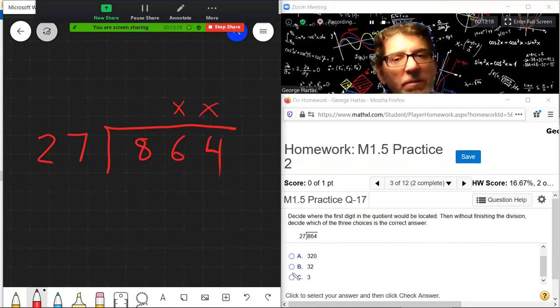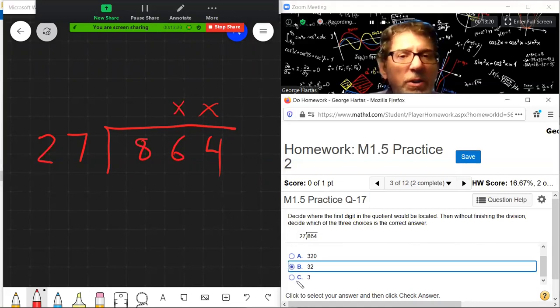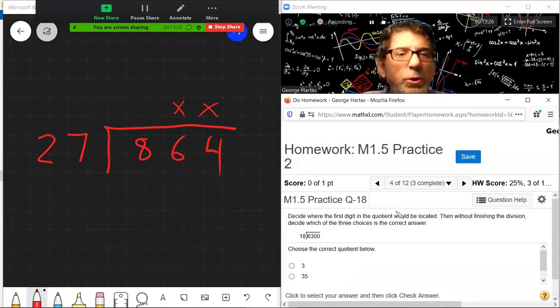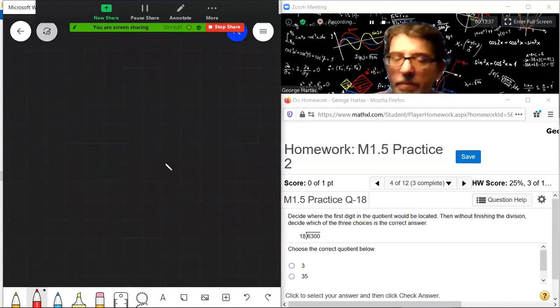And in this case, they did the math for us. It's 32. So all they want you to do is to understand where to put the quotient numbers properly over the proper place value. All right, we have one more like this. Question 4.